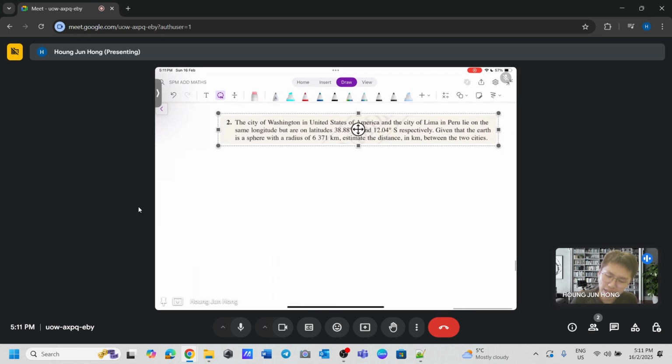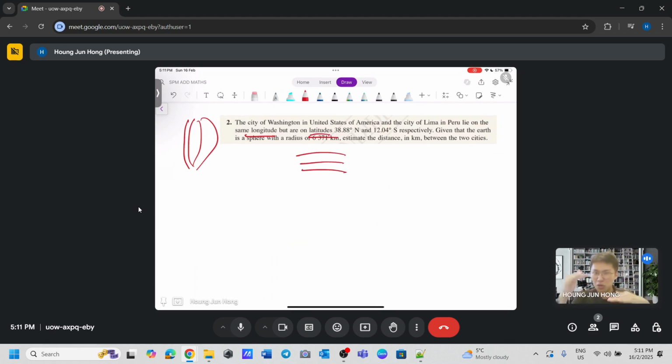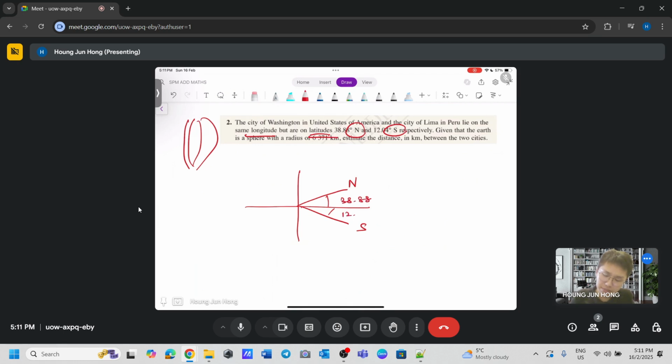This is actually quite tricky, by the way. Question 2 is quite tricky. It's giving you Washington and America. Essentially, it says they have the same longitude and latitude. Longitude is the vertical one. Latitude is the horizontal one, like how high and how low you are. One is at the north, one is at the south. You can imagine one is on top over here, the north, and one is at the south, two different angles.